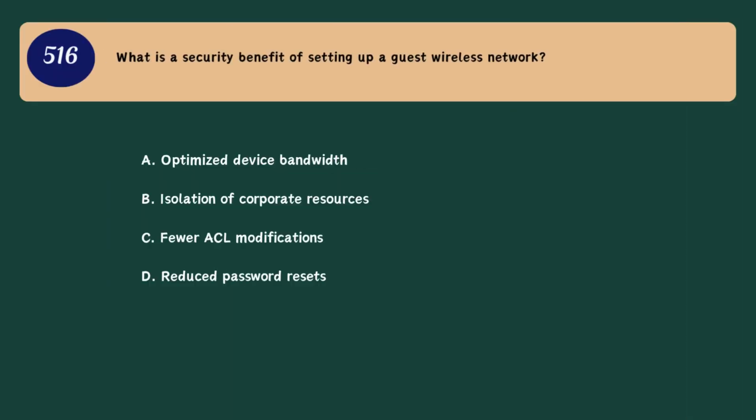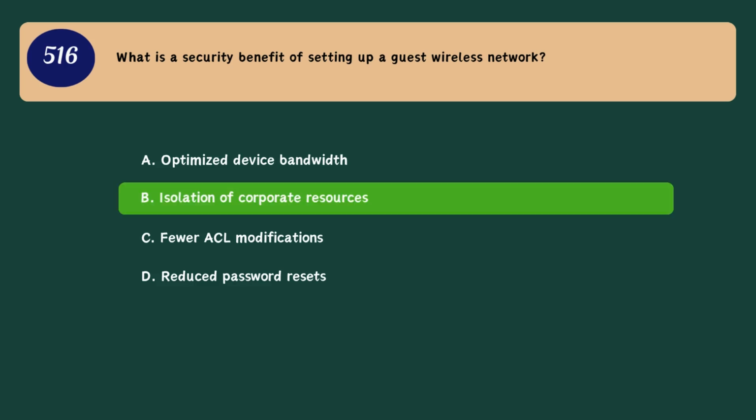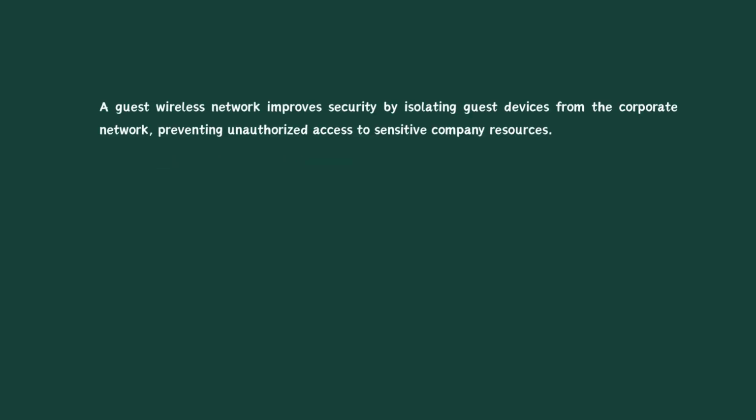Question 516. What is a security benefit of setting up a guest wireless network? A. Optimized device bandwidth. B. Isolation of corporate resources. C. Fewer ACL modifications. D. Reduced password resets. Correct answer. B. Isolation of corporate resources. A guest wireless network improves security by isolating guest devices from the corporate network, preventing unauthorized access to sensitive company resources.